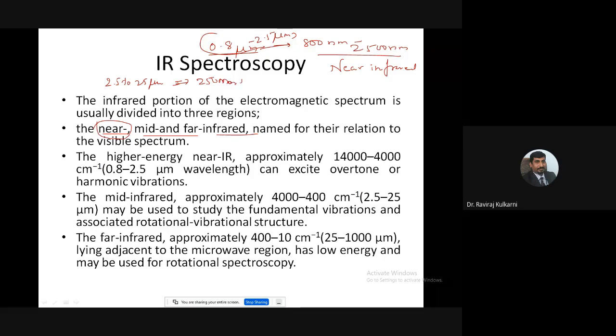Nanometer to 25,000 nanometer. This range is called mid infrared.